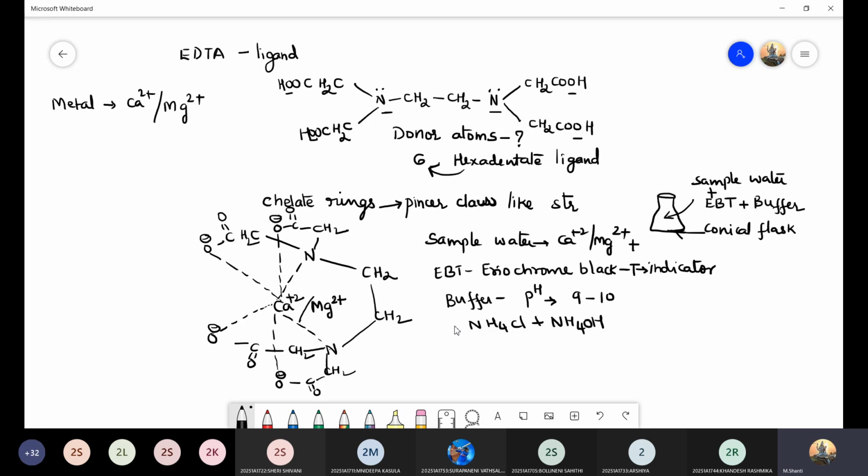So the moment you add EBT and buffer solution to your water sample containing calcium and magnesium ions, you have a reaction like this. I'm just using another page. Shall I proceed, girls? Shall I go to the next page? I noted down all these things. Yes, ma'am.